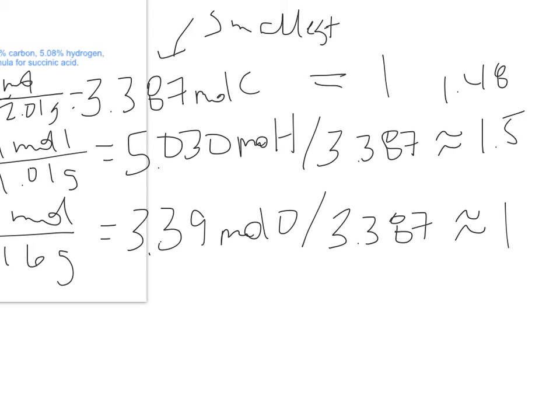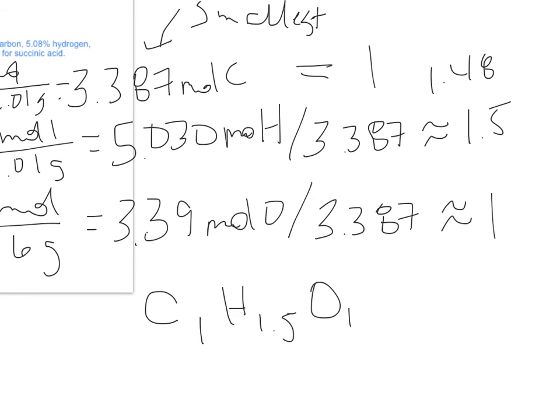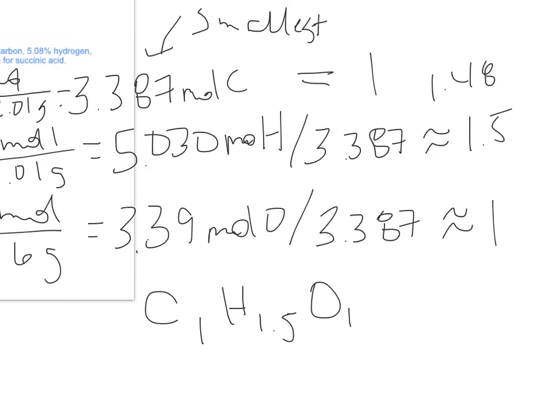Now remember that these mole ratios now become our subscripts for our empirical formula. So our empirical formula then is C1H1.5O1. And we don't like to have these decimals.